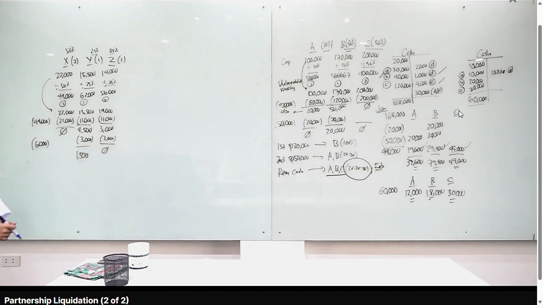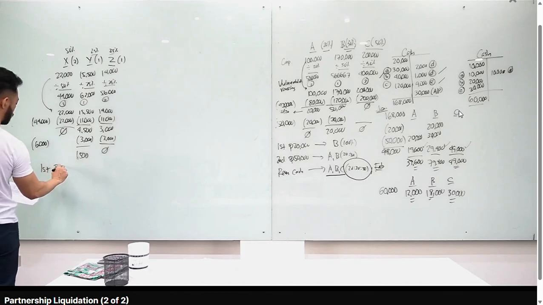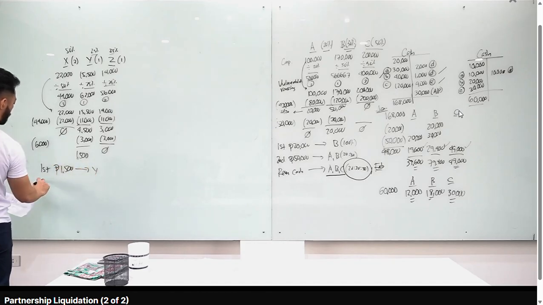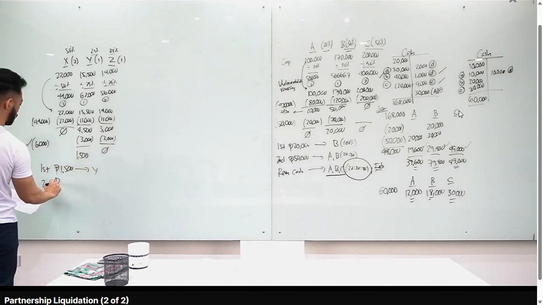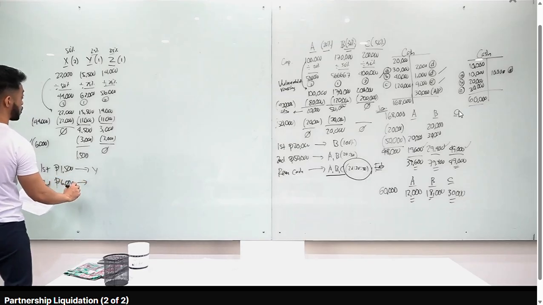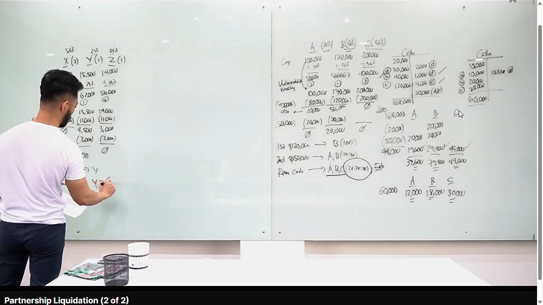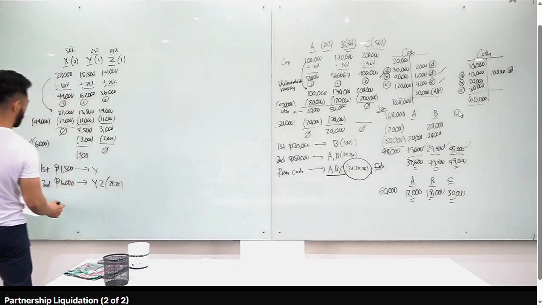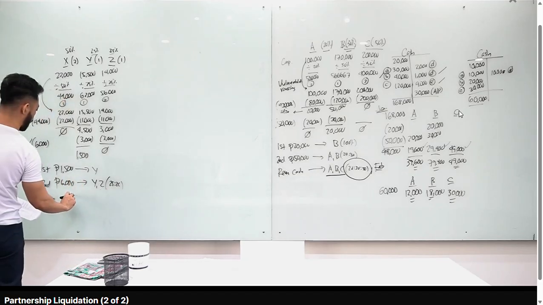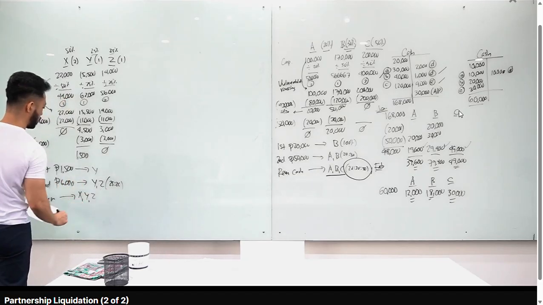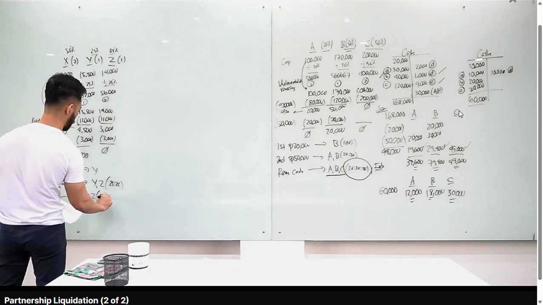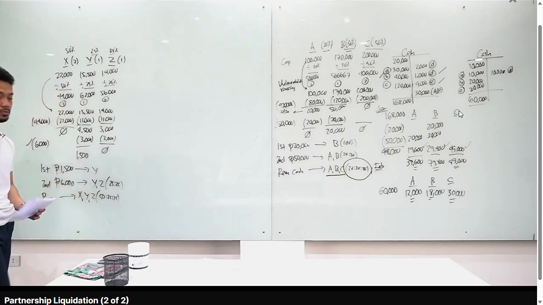Important dito is the interpretation. First, 1,500 pesos, mapupunta kay partner Y. Yung second, 6,000 pesos, mapupunta kay partners Y and Z. Okay? 25:25. Right? Hati sila. And then yung remaining, hati-hati na si X, Y, and Z. P&L ratio, 50, 25, 25. Okay? So yun yung cash distribution program.